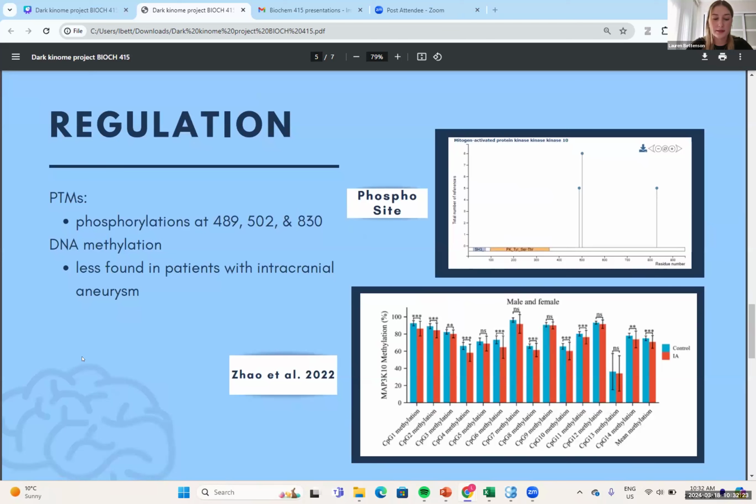So my protein is regulated by post-translational modifications like phosphorylations, which are seen at 489, 502, and 830. So the first two phosphorylations I mentioned occur during the dimerization and activation of the kinase. Since there isn't a whole lot of research about this protein, the only other method of regulation I found was at the transcriptional level. So there is DNA methylation that plays a role in the regulation of my protein. It was found that DNA methylation of the gene was less than normal in patients that have intracranial aneurysm. So therefore, we can assume DNA methylation must play a role in regulating proper gene expression of this protein.